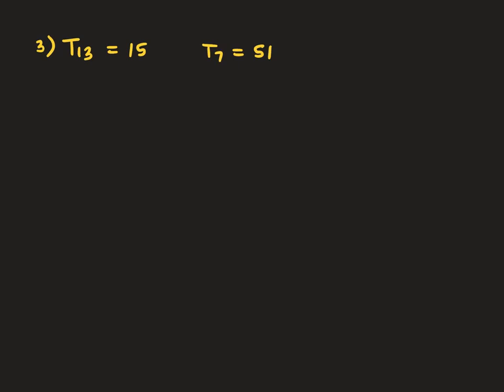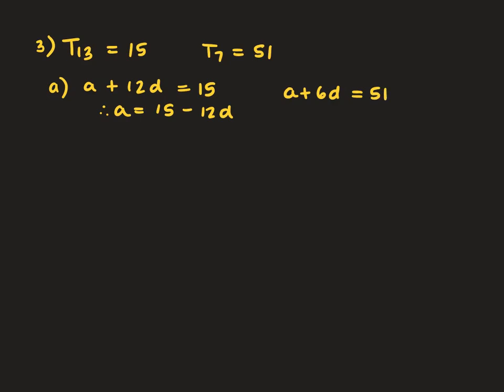All right, so in question 3, the 13th and 7th terms of an arithmetic sequence are 15 and 51 respectively, which I have over there. Which term is equal to negative 21? Okay, so we need to get the general term again first. So A plus 12D equals 15. So A will be 15 minus 12D. And for term 7, A plus 6D is equal to 51. So A is equal to 51 minus 6D. All right, remember, the coefficient of D is 1 less than the position of the term.